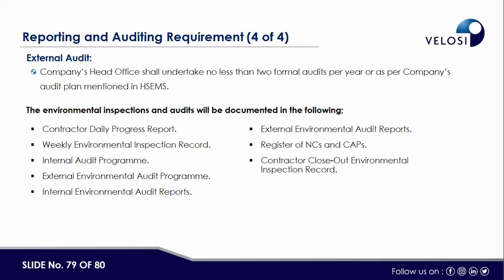And then the environmental inspection and audit will be documented in the following manner: the contractor daily progress report, weekly environmental inspection record, internal audit program, external audit program, internal audit reports, external environmental audit reports, register of NC, and then the contractor closeout environmental inspection report. So these are the inspection or audit documents that we have developed for this management plan.